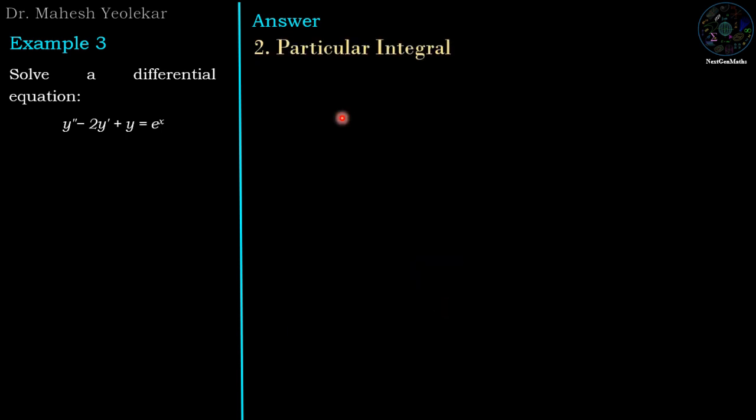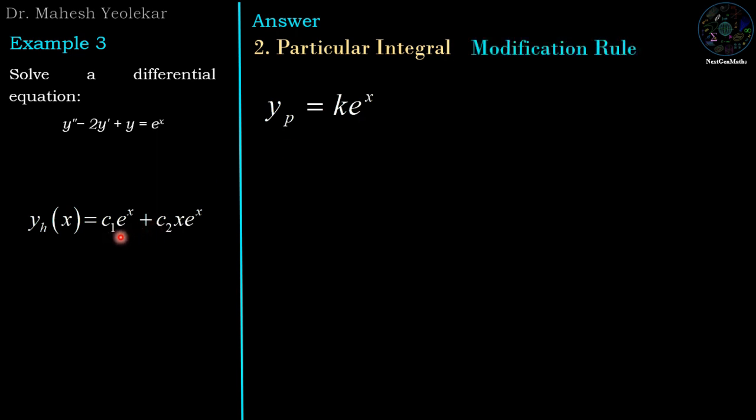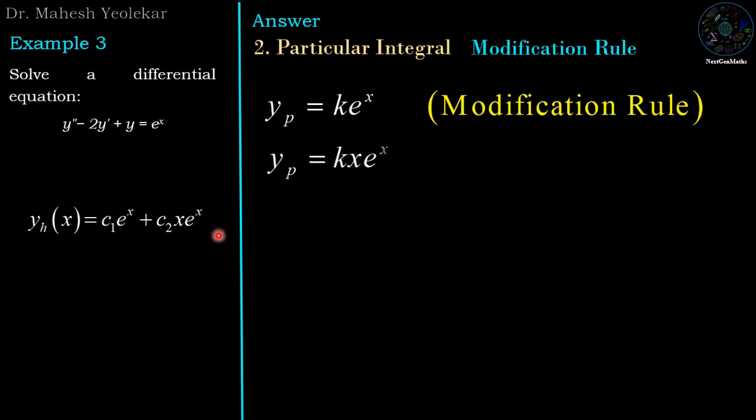Now for the particular integral, we have to assume yp. The right hand side is e power x, so the assumption is k into e power x. But the assumed yp is a part of the complementary function. So by the modification rule, we have to modify our yp if it is a part of the complementary function, and to modify yp we multiply it by x. So our new assumption is kx e power x.